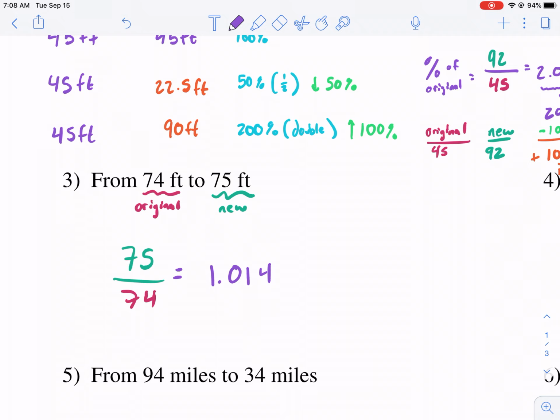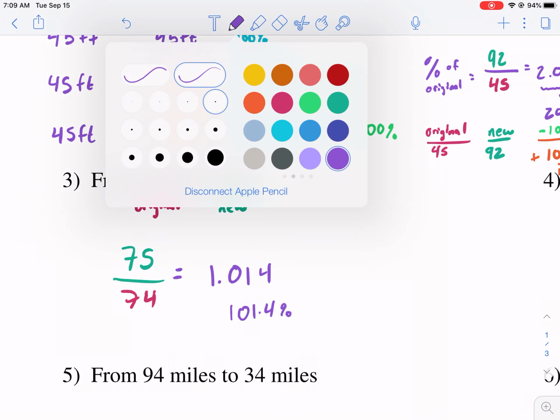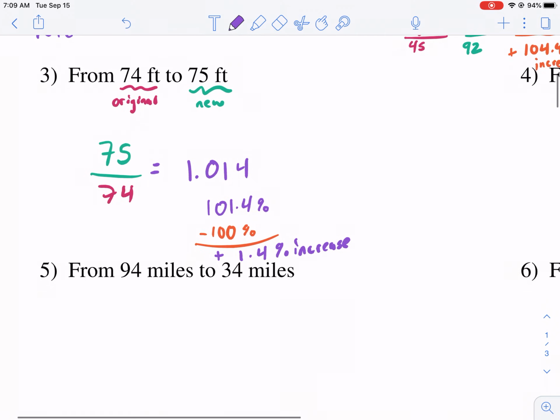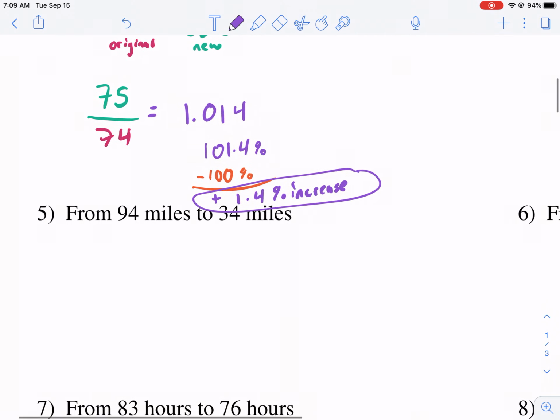So this is 101.4%. Now, that's the percent of the new from the original. So we subtract the original percent, which is always 100%. And we see that we have a positive. Positive means it's going to be a positive change, a positive 1.4% increase. Just as we predicted, we knew it was going to be an increase and we knew it was going to be small, only 1.4%.